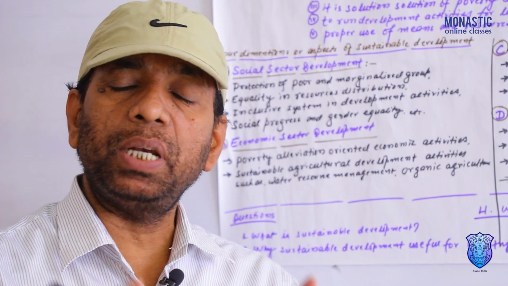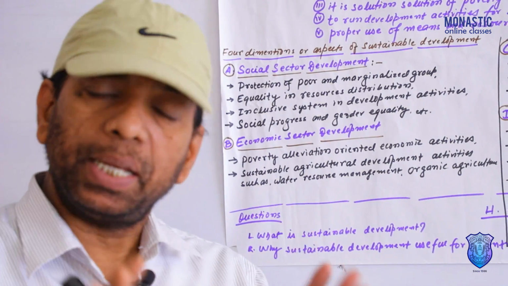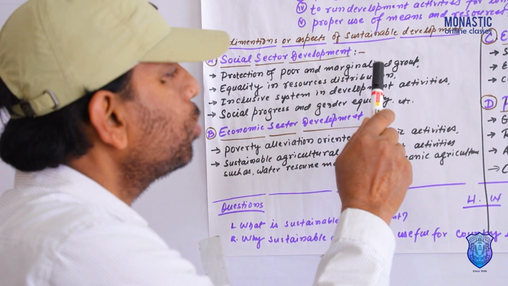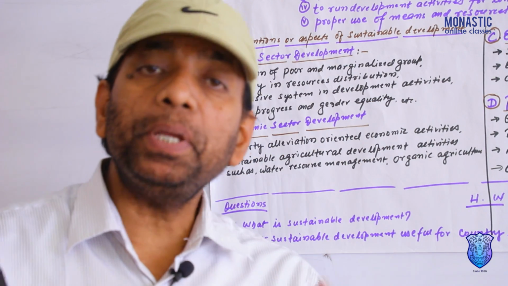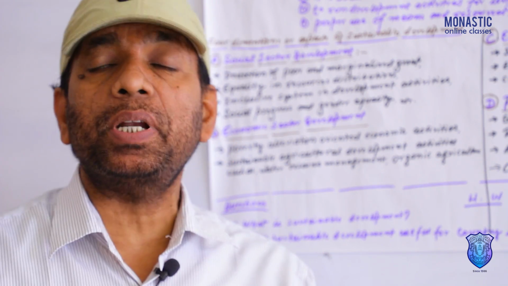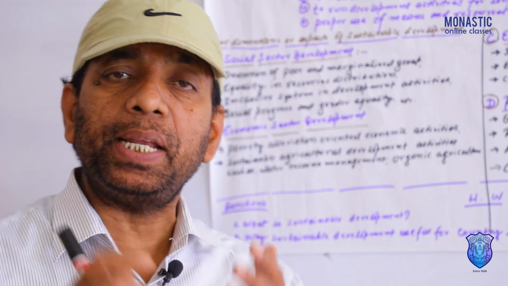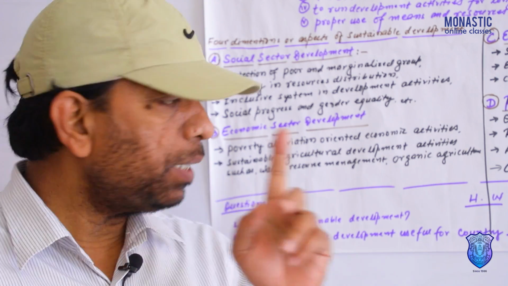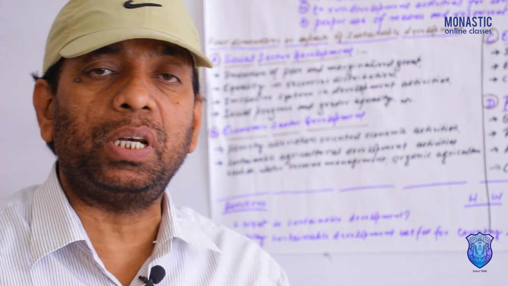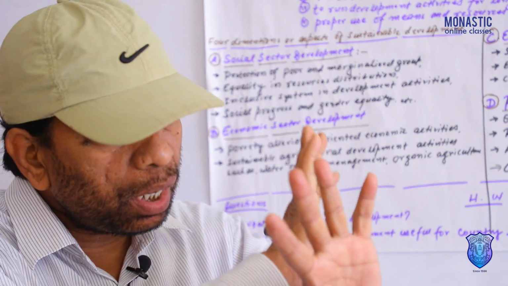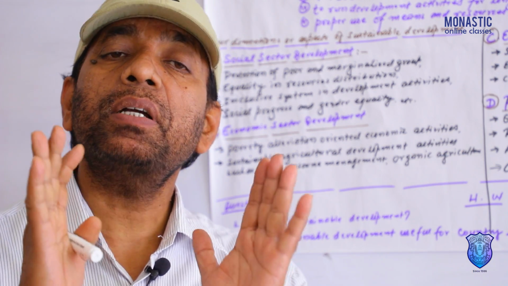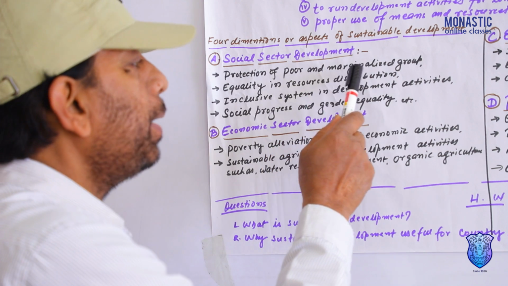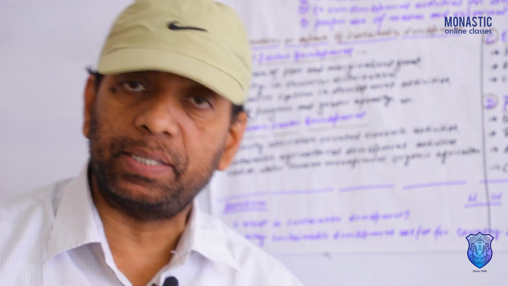When sustainable work is carried out inside the country, what will happen in society? Poor and marginal groups of people will be protected. Their rights will be protected. Human rights, fundamental rights, and various other rights are included in sustainable work. Continuously, one by one, all those groups of people will be supported, and their problems will be solved. So protection of poor and marginalized groups in our societies, in our countries, is given here.